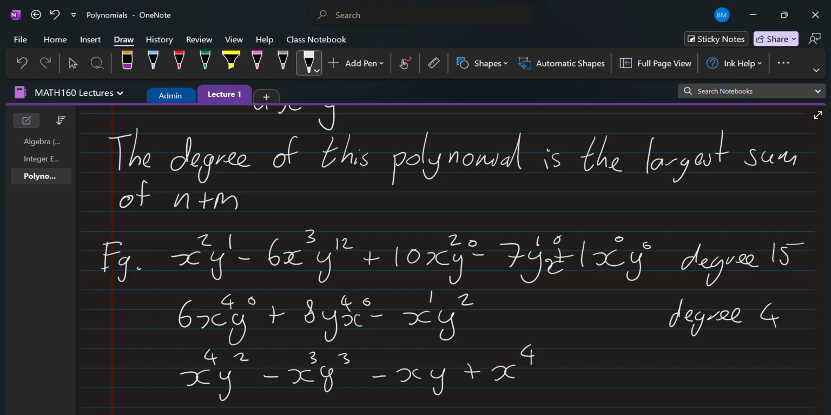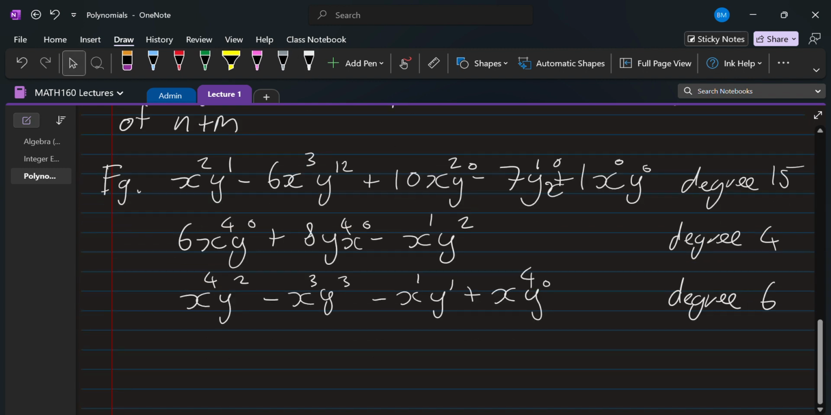Next one is y to the 4. X is missing, so that's a x to the 0. That's also 4. 4 is not bigger than 4, so we still keep track of 4. Next term, that is a x to the 1. So that's 3. 4 is still bigger, so it's degree 4. Okay, again, it's whichever is largest. If two terms have the same degree, doesn't matter, it's just whatever's the largest.